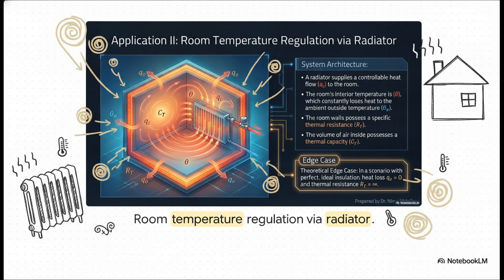A radiator supplies a controllable heat flow, Qi, to the room. The room's interior temperature is theta, and it constantly loses heat, Qo, to the ambient outside temperature, theta A. The room walls possess a specific thermal resistance, RT, and the sheer volume of air inside possesses a thermal capacity, CT. It's a classic everyday balance of heat in versus heat out.